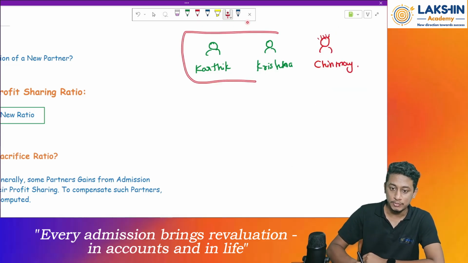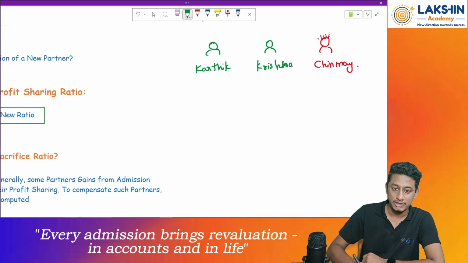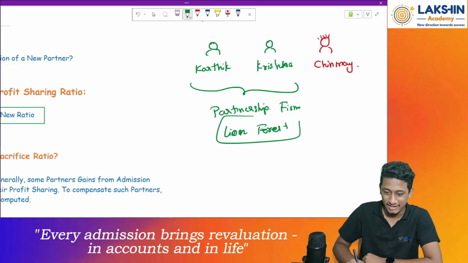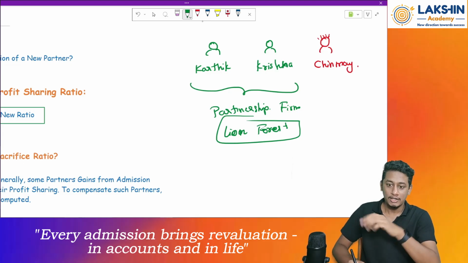Now, let us assume these two people are in a partnership firm. Their firm's name is Lion Forest. Whatever the name, no issues.